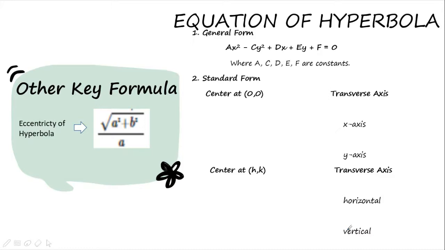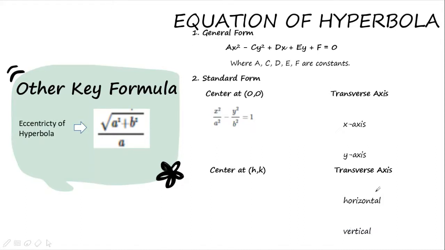We have also general and standard form, just like the other conic sections. General form is ax squared minus cy squared plus dx plus ey plus f equals 0. Again, the a, c, d, e, f are constants. So let's proceed to standard form. In standard form, we have center at 0, 0 and center at h, k. So we have two equations under center at 0, 0.